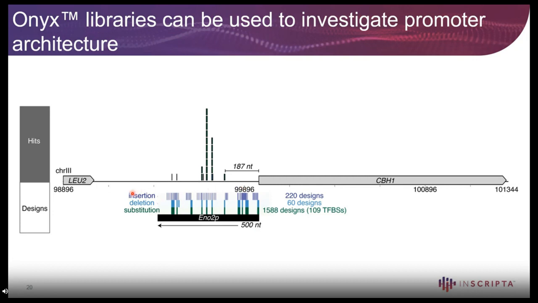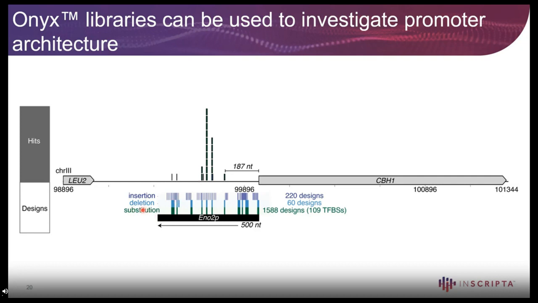So the first design strategy was an insertion strategy, where we take the native transcription factor binding sites and we add extra copies of them adjacent to where the native ones are located. And you can see the locations of them right here, targeting all these different regions. Then the next strategy was to delete those binding sites individually. And you can see those are the different deletions here in blue.